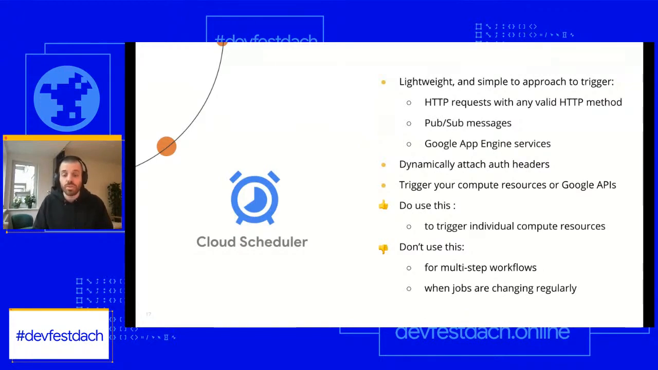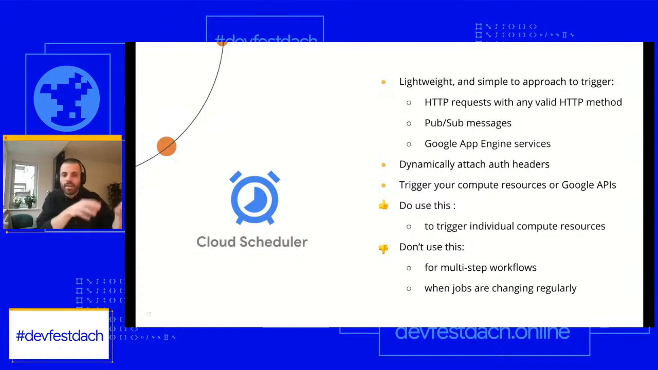So when to use it? Do use this to trigger individual compute resources. And that's really the key to this kind of scheduler. When you have an individual task, but do not have a complicated workflow that runs, then Cloud Scheduler is a really good option. If you have something like load data, transform data, run report, 3 steps, Cloud Scheduler, I mean, you can make it work.